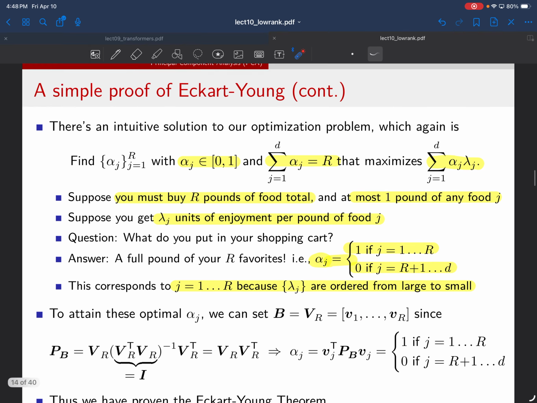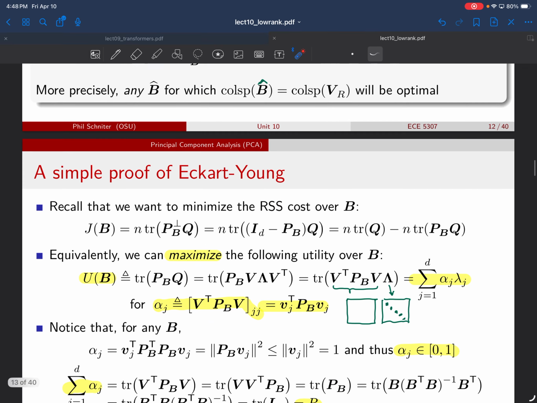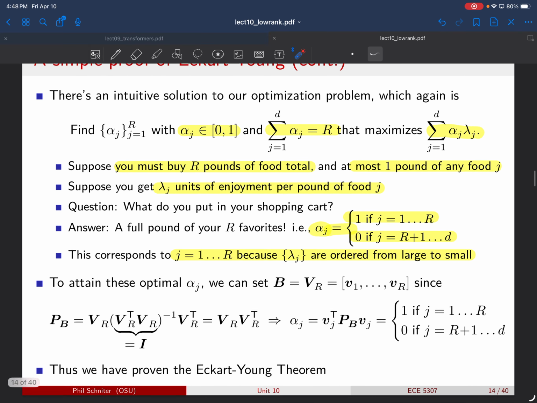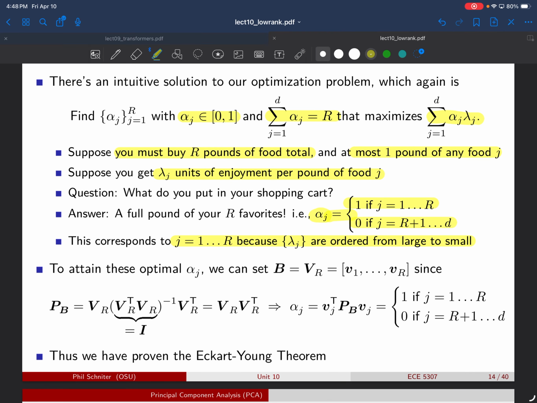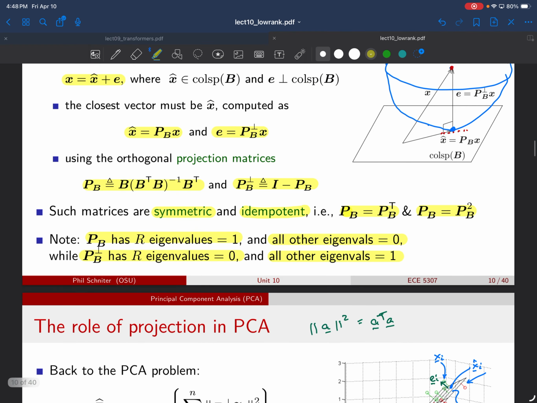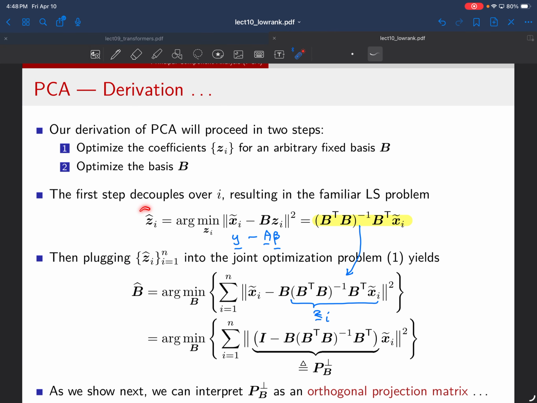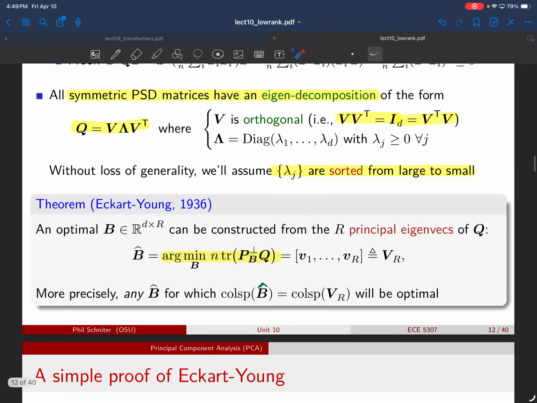Okay, so finally, we've proven this Eckart-Young theorem. Now we know exactly how to set B as this VR matrix, and from step 1 in our proof, the easy step, we also know how to compute the coefficients with that B. This is going to be VR transpose, those turned into identity, and now we have VR transpose xi tilde. So that's the solution we saw earlier.